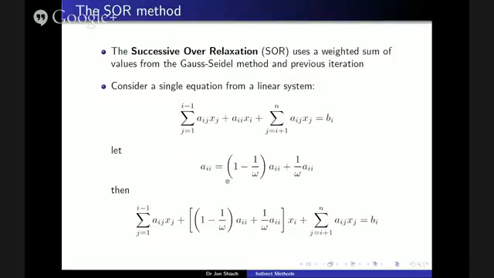Take a second to realize that the left-hand side and the right-hand side are equal. All I've got is (1 minus 1 over omega) times a_ii plus 1 over omega times a_ii. If I expand this out, the minus 1 over omega and the plus 1 over omega cancel out, and I'm just left with a_ii. So by introducing omega like this, I haven't changed any of the values. Replacing a_ii with this right-hand side, I get this. I'm going to rearrange that to make x_i the subject, and that will give me my SOR method.